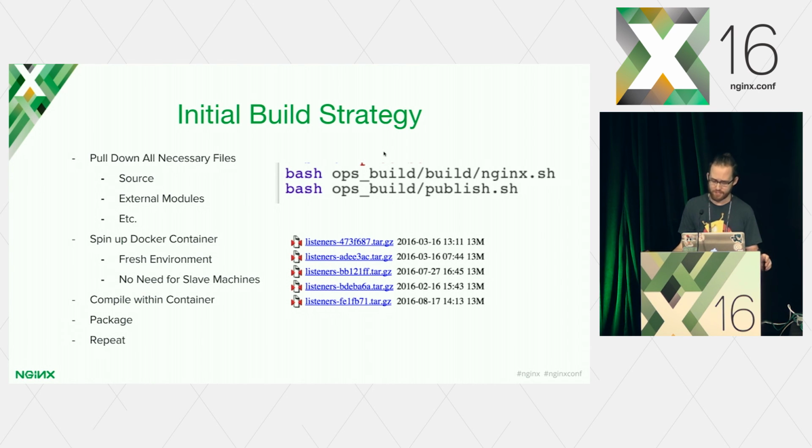Our initial build strategy, and largely how we still do it, only changed somewhat slightly with dynamic modules: we pull down all the source, grab all of our external modules, and then spin up Docker containers on our build server and do the compile within those. That allows us to hit different types of OS and different kernels and test that. The benefit is a fresh environment, and we don't have to maintain a whole bunch of slave machines within our Jenkins environment. Like I said, the compile goes into the container, and then we go into the packaging step.